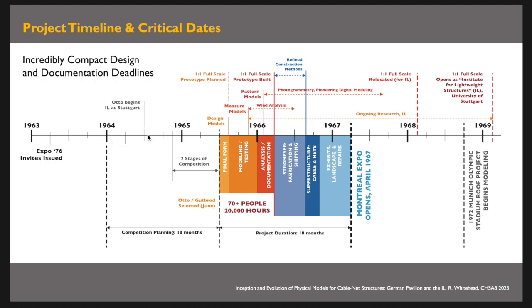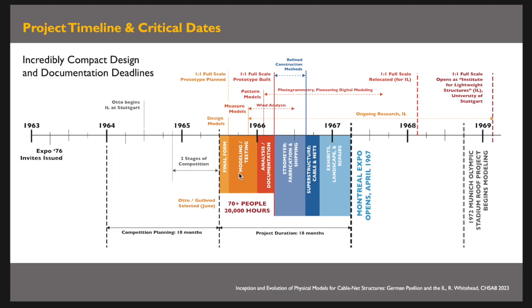They then took about a year to figure out how to run the competition. They then ran 2 stages of the design. So Gutbrod and Otto were selected at this point. And I want you to look in particular at the orange and yellows and reds in here of the compressed design timeline.